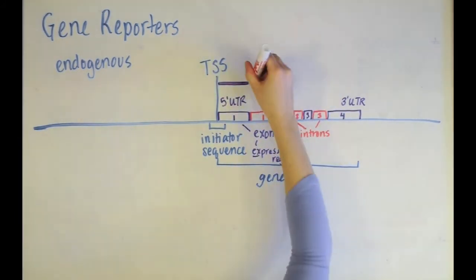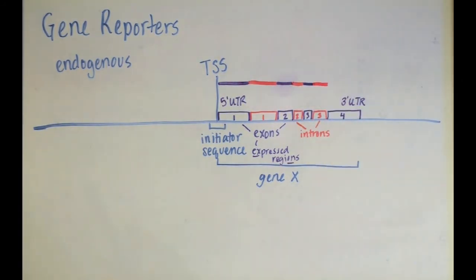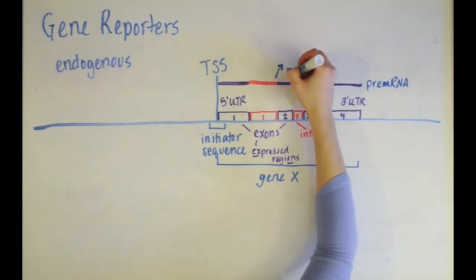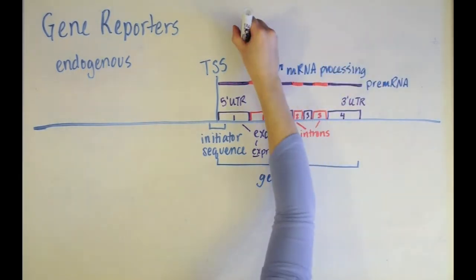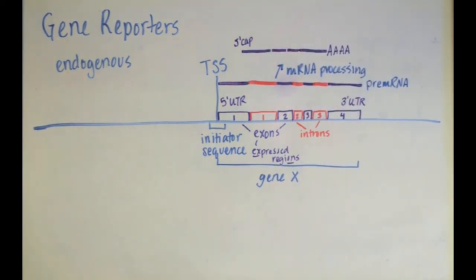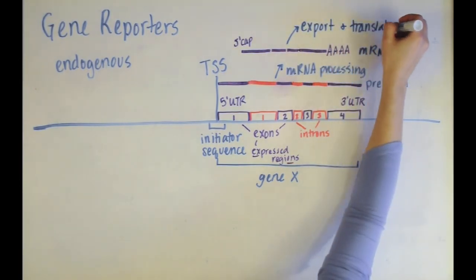Transcription generates pre-mRNA, which is basically an RNA copy of the DNA sequence. The pre-mRNA is then processed into mature RNA. This includes splicing out of the introns and the addition of a 5' cap and 3' poly A tail. Then the mRNA is ready for export to the cytosol and for translation.